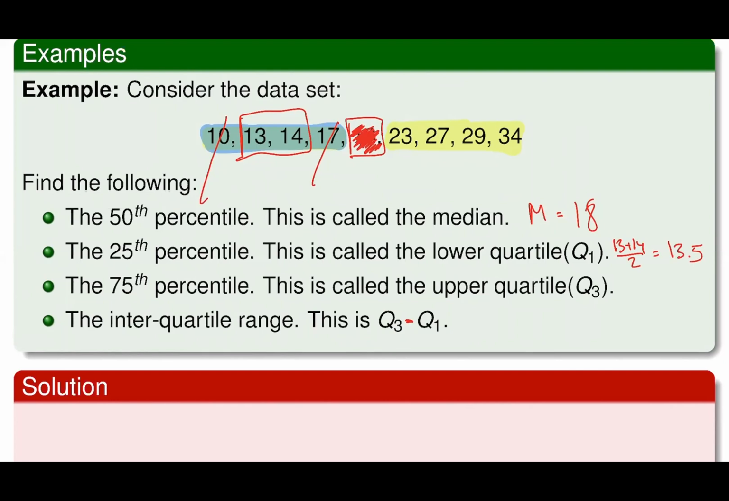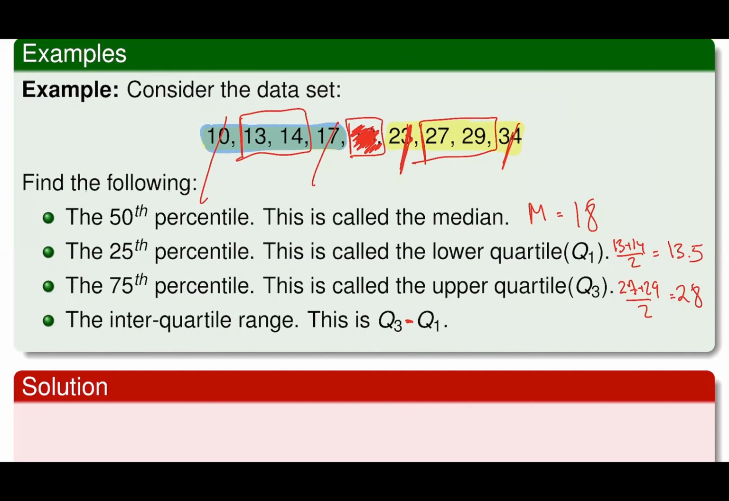Now, if I do the same thing for the yellow half group, I get these two numbers in the middle. So you go 27 plus 29 divided by 2, and you get 28. Everybody get where the 28 came from?